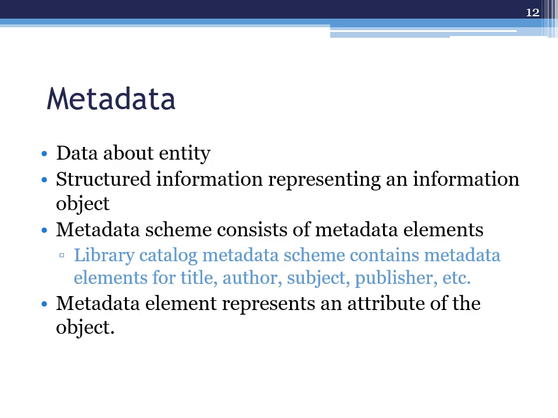And a metadata scheme consists of metadata elements. A library catalog metadata scheme contains metadata elements for title, author, subject, publisher, etc. So these are the elements for the metadata. A metadata element represents an attribute of the object.